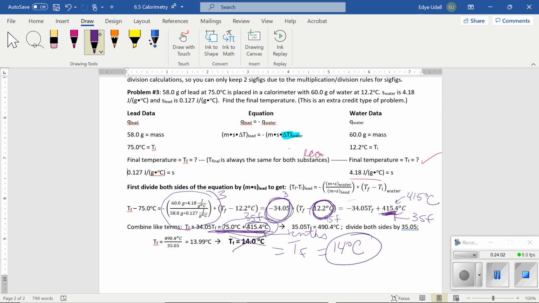On the other side, this would have been 3 sig figs. We would have kept that to the tenths placeholder. So this left side I could have kept to 3 sig figs because I would have kept it to the tenths placeholder. And that 1 in front of the TF, we're not going to worry about those sig figs. And that's it.